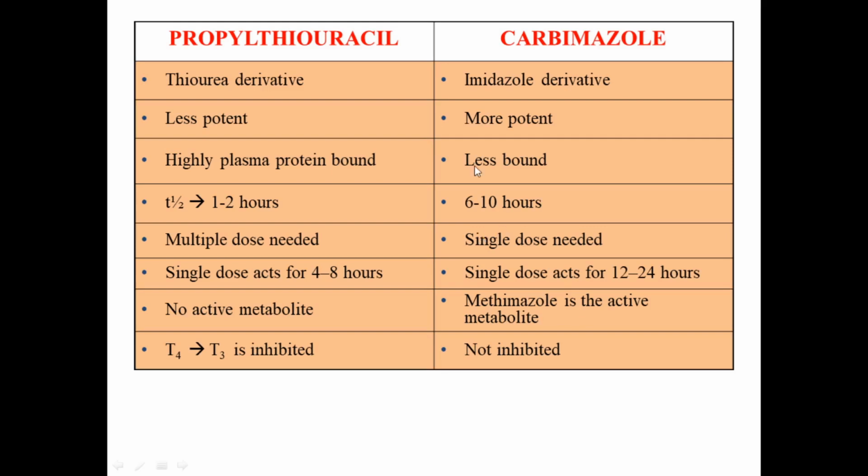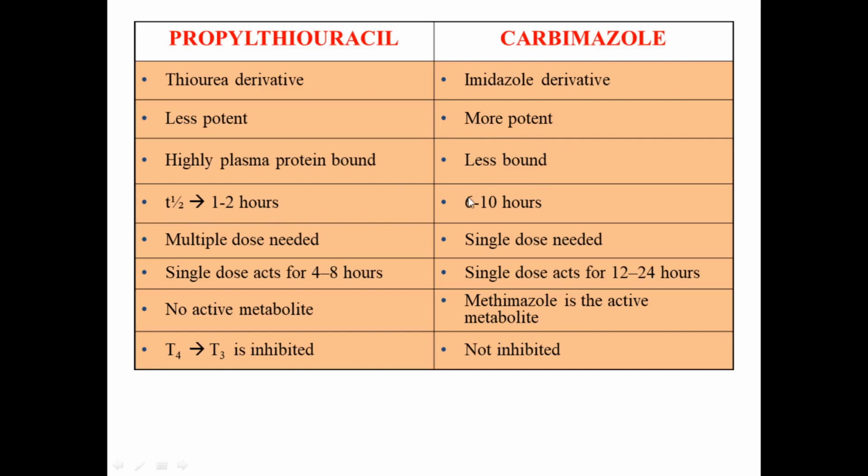Now we'll see the difference between propylthiouracil and carbimazole. From an exam point of view, it is important. In the first point, there is a structural difference between both, but they have the same mechanism of action. Propylthiouracil has thiourea in its structure, while carbimazole has an imidazole ring in its structure. Next point is potency. Both have a difference in potency. Carbimazole is more potent, and propylthiouracil is less potent than carbimazole. Again, next, there is a difference in plasma protein binding. Propylthiouracil has high plasma protein binding as compared to carbimazole.